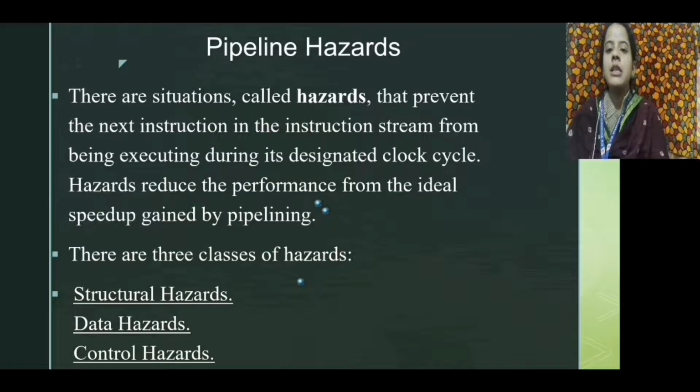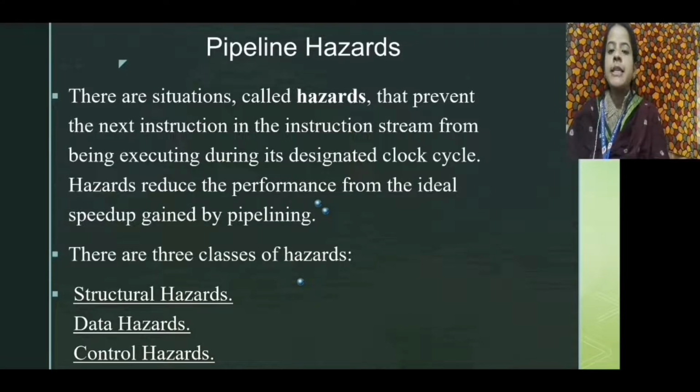Now go to the next type of hazard, that's data hazards. So what are data hazards? Data hazards arise when an instruction depends on the result of a previous instruction in a way that is exposed by the overlapping of instructions in the pipeline. That means when an instruction executes by acquiring the result of another instruction as an operand, here the data hazard concept is used.